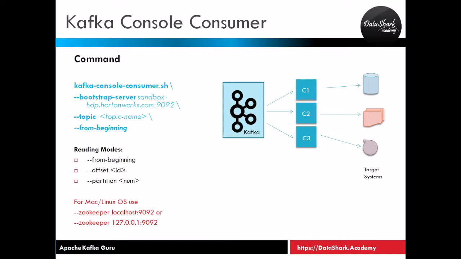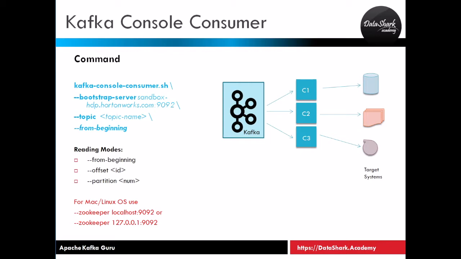Okay. Now the consumer provides you three options for the reading modes. The first, and the default, is from-beginning, which means start reading all the records from the topic from the first record onwards. The next option is the offset, where you define a specific offset ID and from there onwards you will start reading the messages. And the third reading mode is the partition, where you specify the partition from which to read the messages. So if your Kafka topic has multiple partitions and you want to read only from one of the partitions, you can do that using this option.